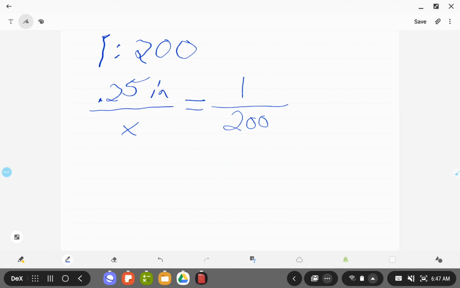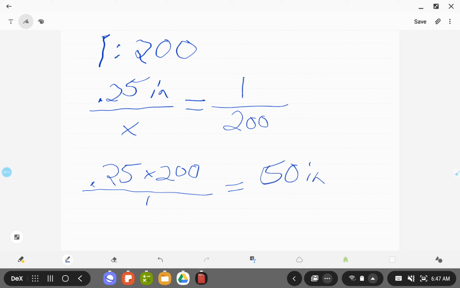So in this case, all I'd be doing is multiplying 0.25 times 200. Now, if I'm thinking about my proportions, if I'm using my butterfly method, I'm then dividing by 1. But we all know dividing by 1 doesn't really do anything. It doesn't really change anything. So my final answer is 200 times 0.25, which should come out to 50.